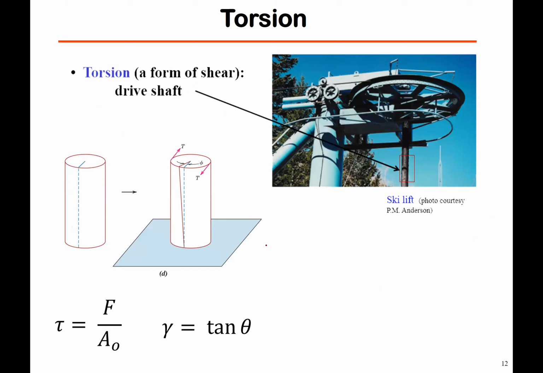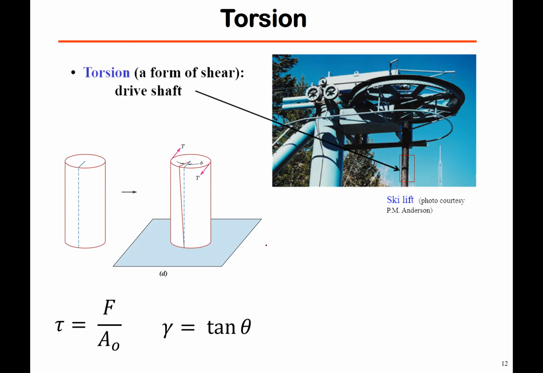Similarly with torsion, right, you could think about the same ski lift, and instead of just looking at the cable, you could think about the other components of the ski lift where it would experience not only a normal force, but also now an angular component. So very similar to shear stresses and strain, the torsion stress and strain can be computed if we know what the angle of displacement actually is.